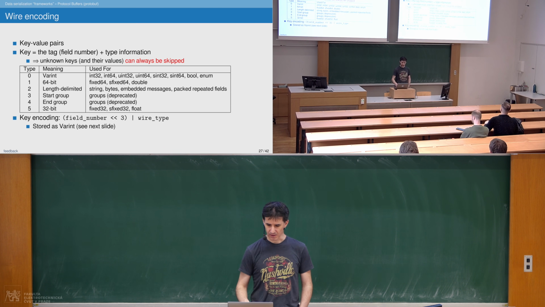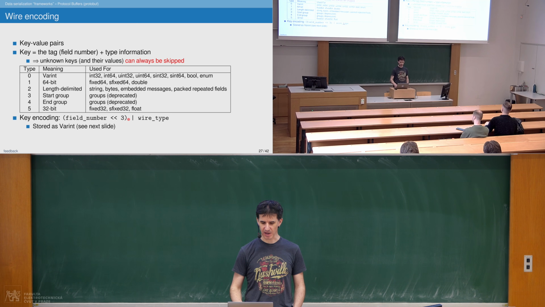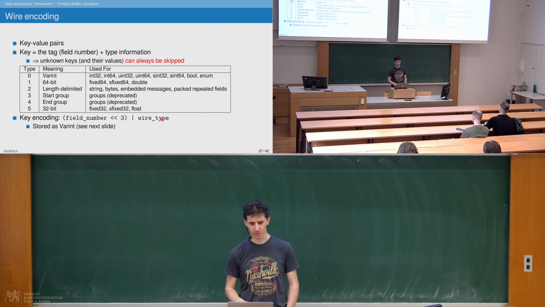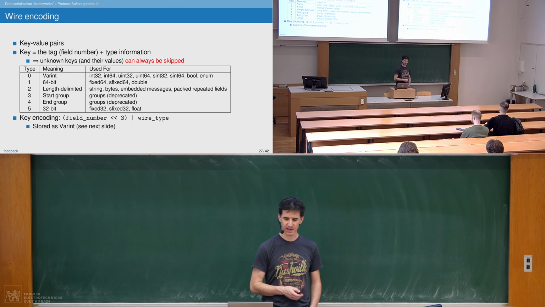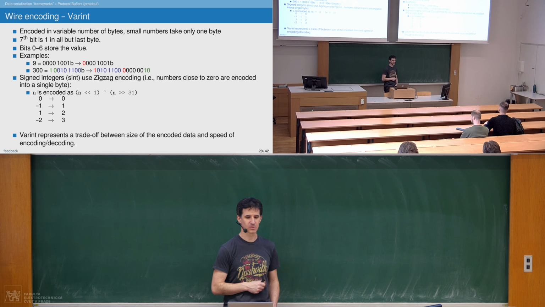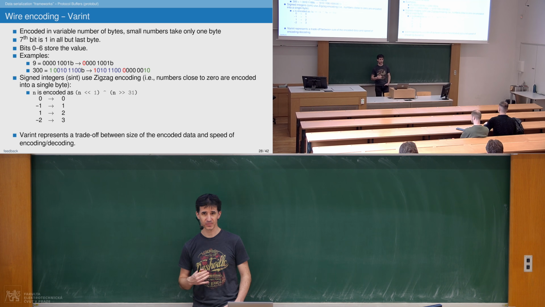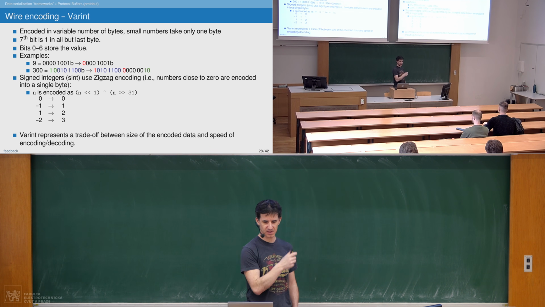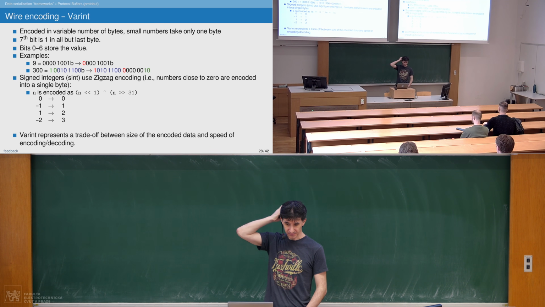So now, how is this key stored, and how are all the other integer numbers stored? These are stored as the so-called var_int type. And what does it mean?